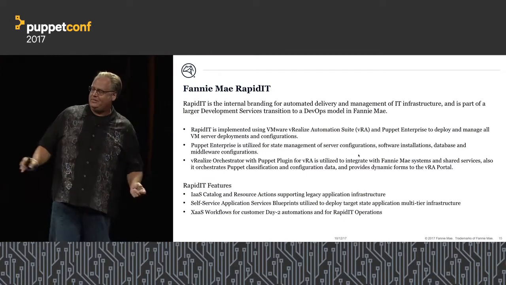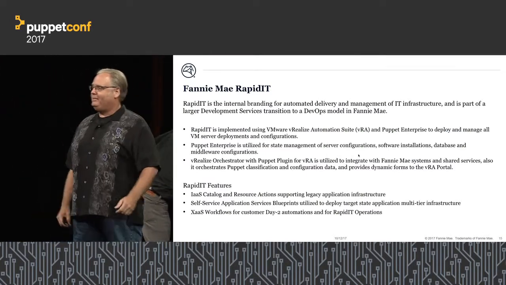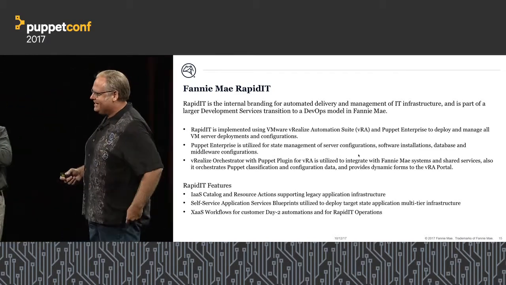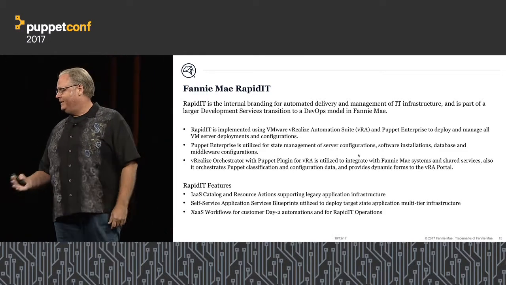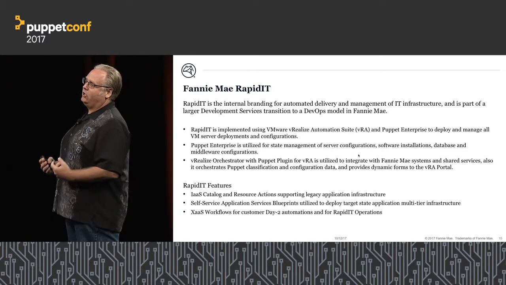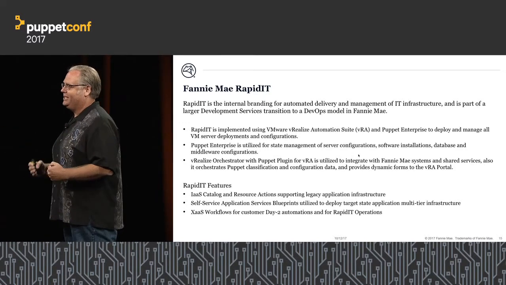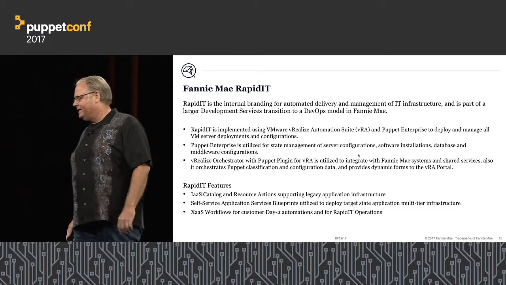All right. I'm going to start off with just a little history of Fannie Mae Rapid IT. Yeah, Rapid IT is our internal branding. We want a nice name for it. It's for our automated delivery of IT infrastructure and management of infrastructure out there. It's part of a larger Dev Services project to convert Fannie Mae to DevOps. You can't do DevOps without automation, so we're automating the world out there.